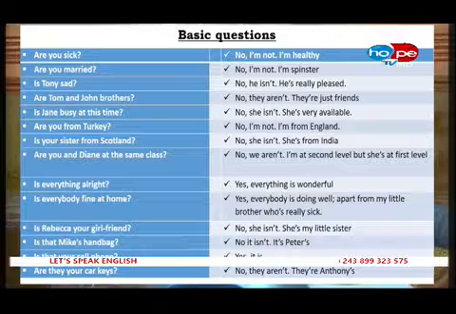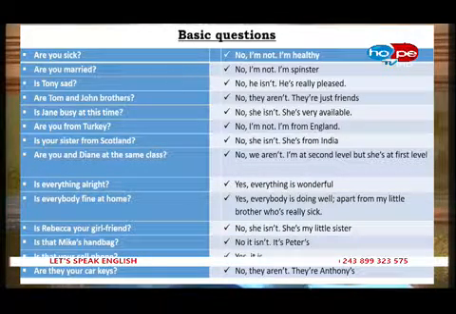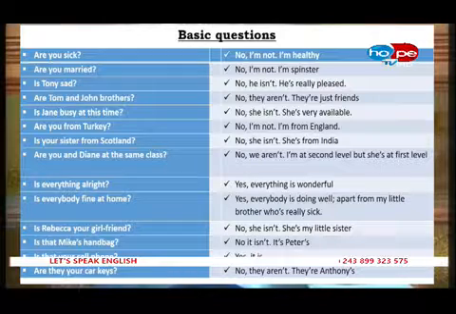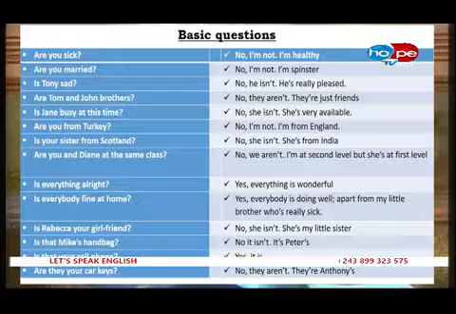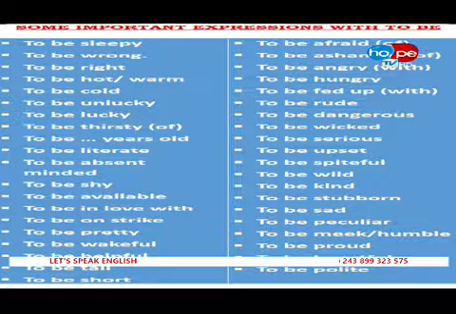Now we are going to keep on about some expressions with to be. David Guy, the last one. The last one. Thank you very much, Mr. David. Okay.